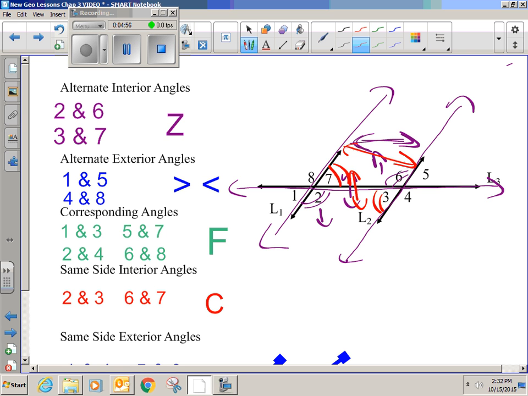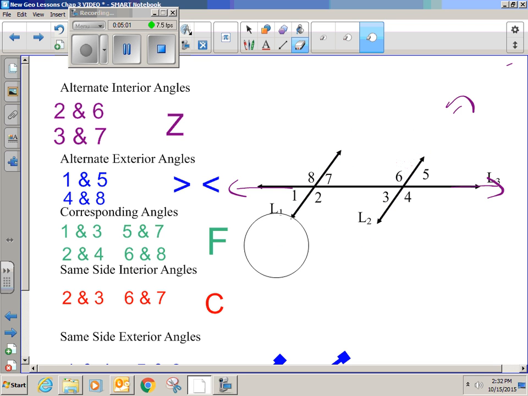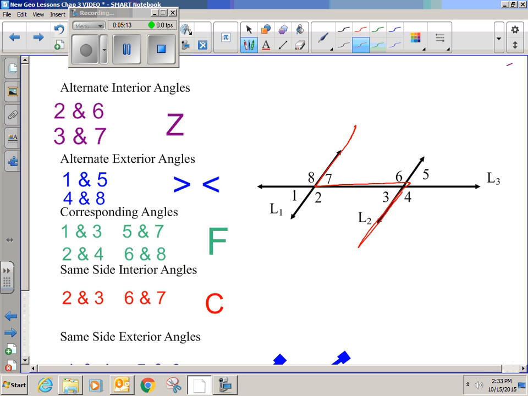The easier way to remember these angles is by the letter that they make. The alternate interior angle, so if I look at angles 3 and 7, do you see that Z right there formed by the angles 3 and 7? They form a Z, okay? I can also look at, for example, in green, angles 2 and 6. So 2 and 6 also are going to form that Z. It's a little stretched out Z, but it does make a Z.